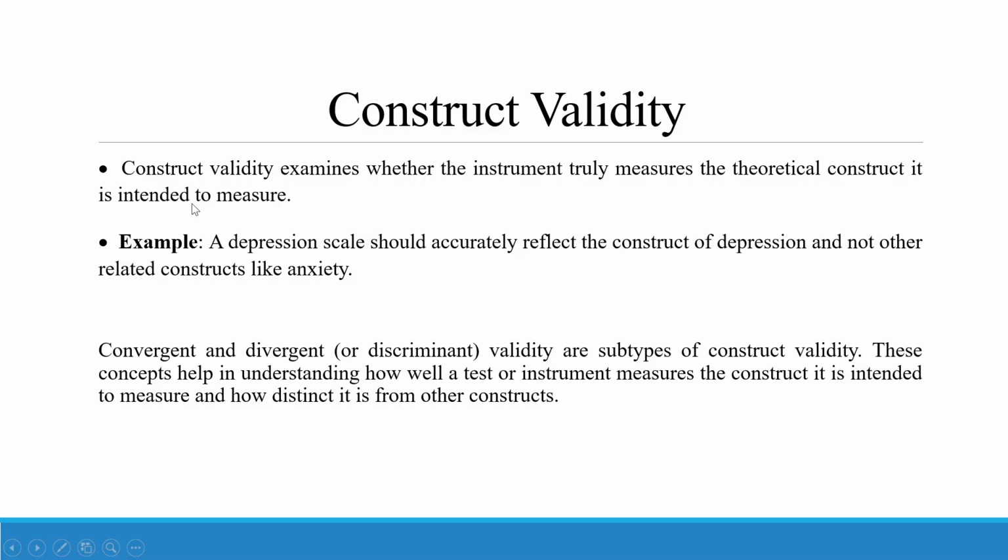First of all, we'll understand construct validity. Construct validity examines whether the instrument truly measures the theoretical construct it is intended to measure. The example is, a depression scale should accurately reflect the construct of depression and not other related constructs like anxiety. Convergent and discriminant validity are subtypes of construct validity. This concept helps in understanding how well a test or instrument measures the construct it is intended to measure and how distinct it is from other constructs.